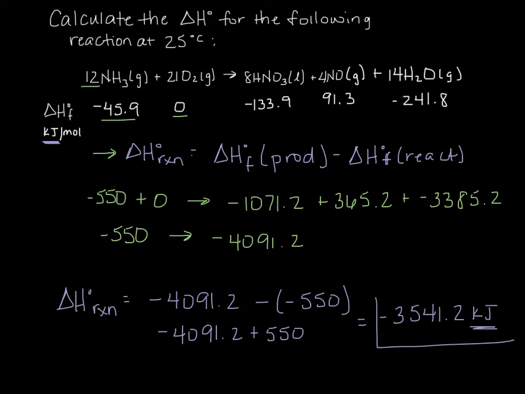And that's it. That is your answer, your delta H of your reaction. And that little degree sign just means standard conditions. Okay? So that's how you would figure out one of those equations. Multiply your delta H of formations by your moles, add up your reactants, add up your products, and then subtract your reactants from your products.